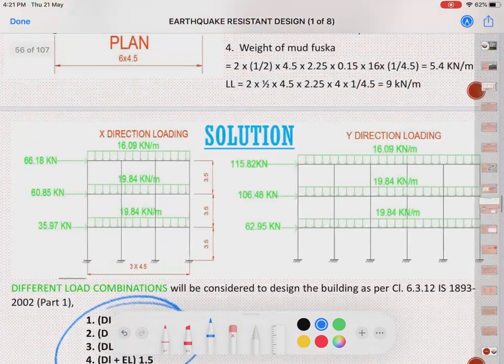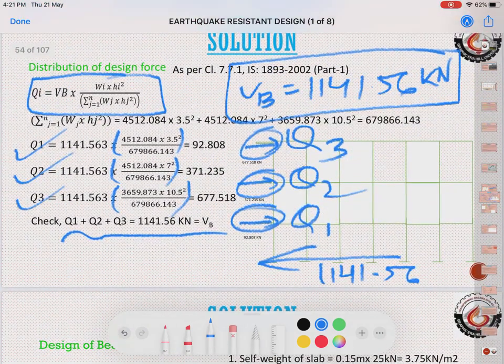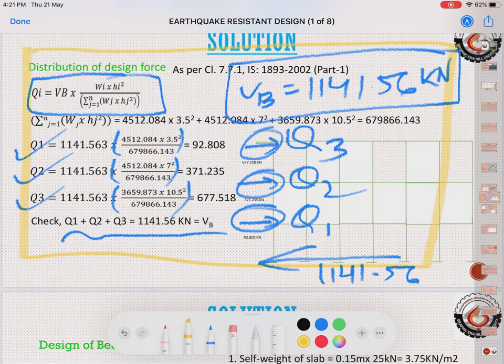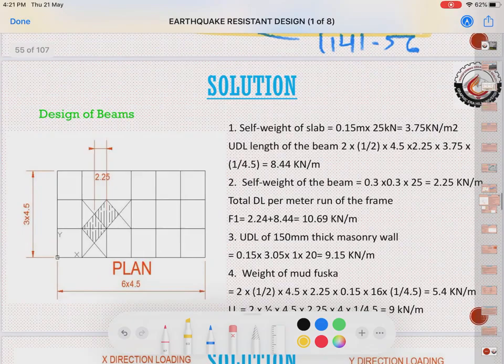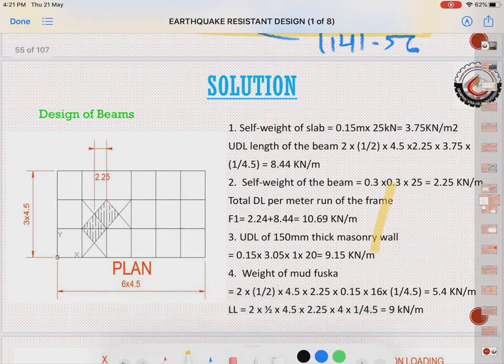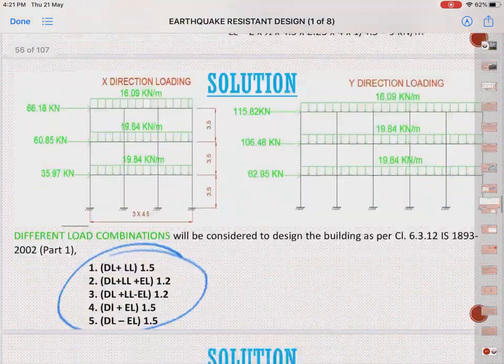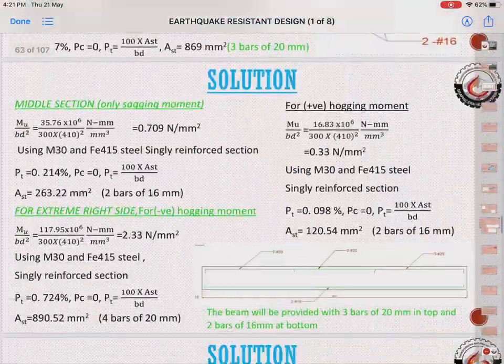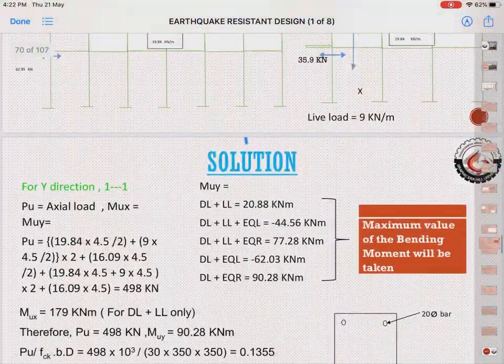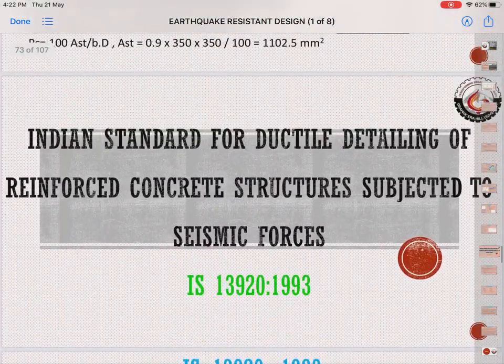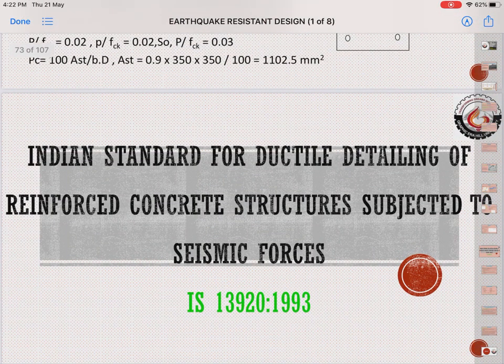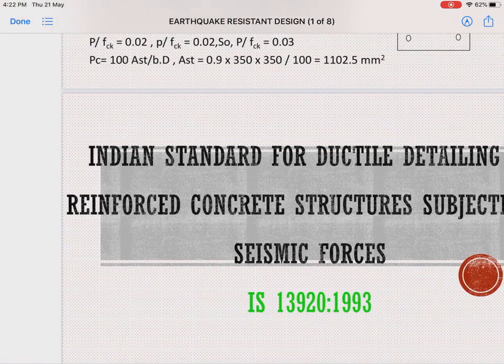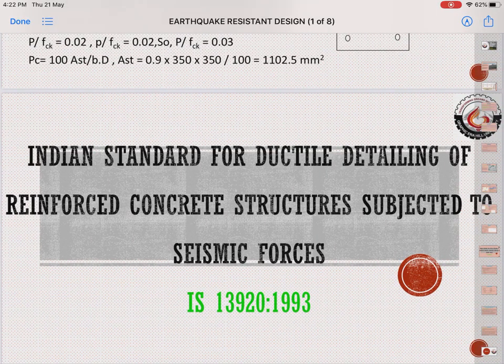So the main purpose of this problem is that you just have to understand how to calculate the lateral horizontal seismic forces on each of the floors. So till now we have understood how to calculate this. I would say that you just have to focus more on how this is being calculated. Of course, in the next part you can go through all these details, and then you can understand how the steel reinforcement is provided for different cases.